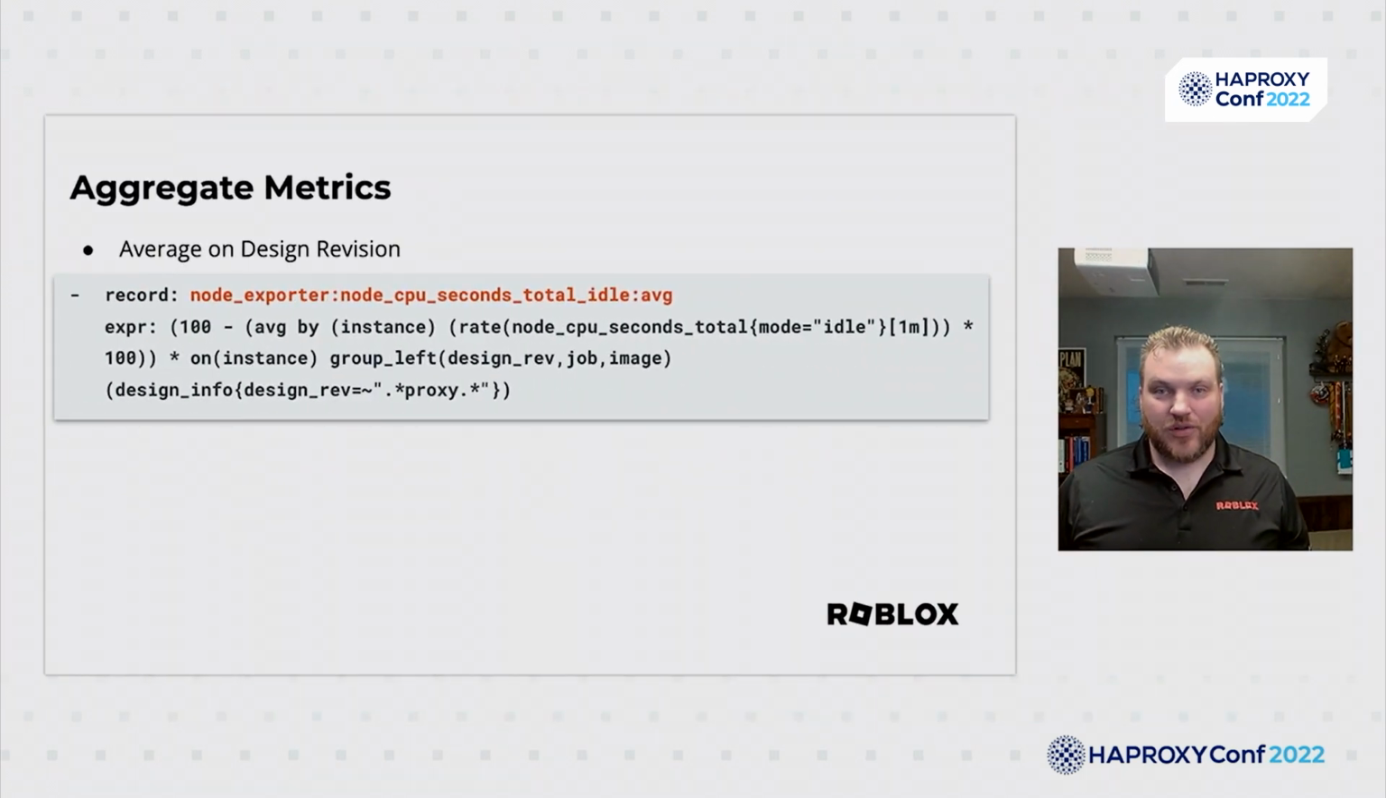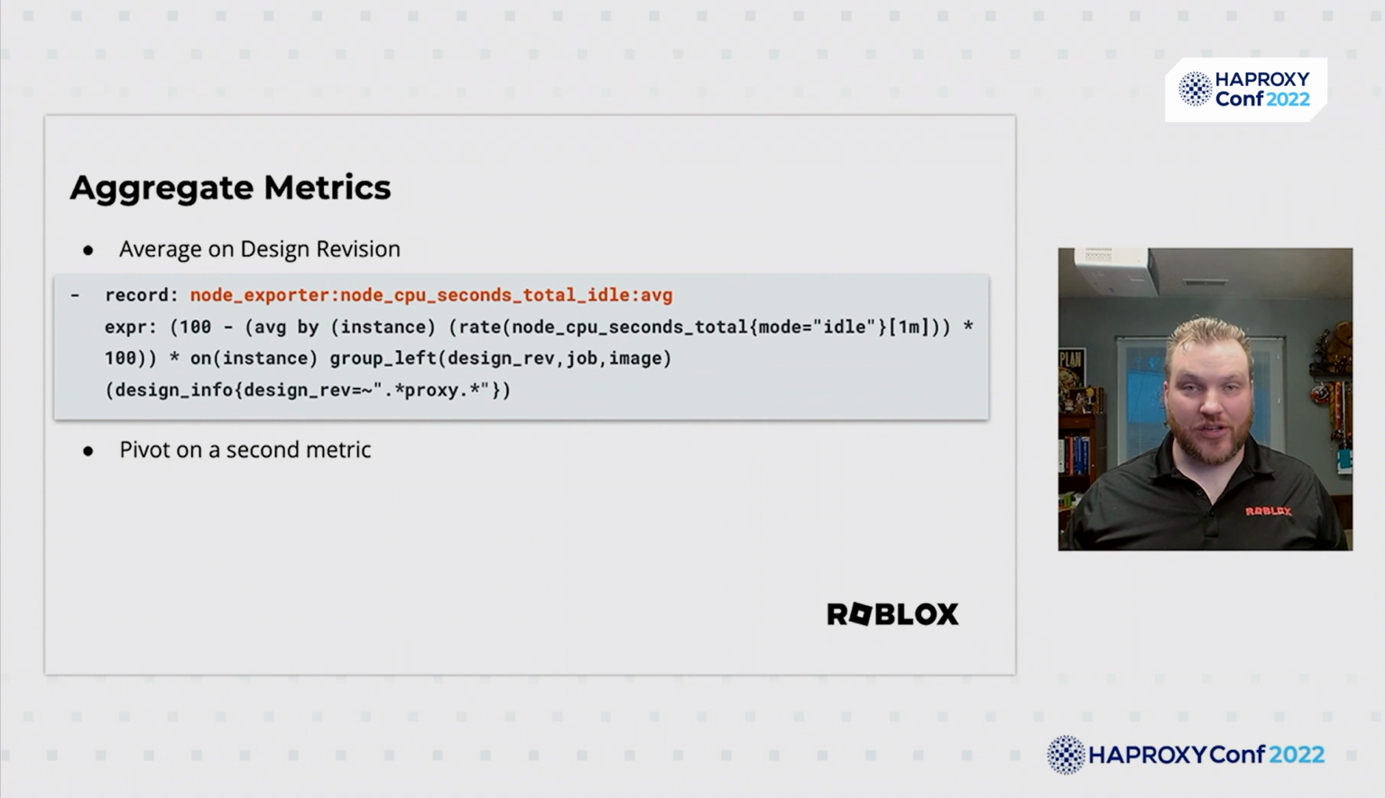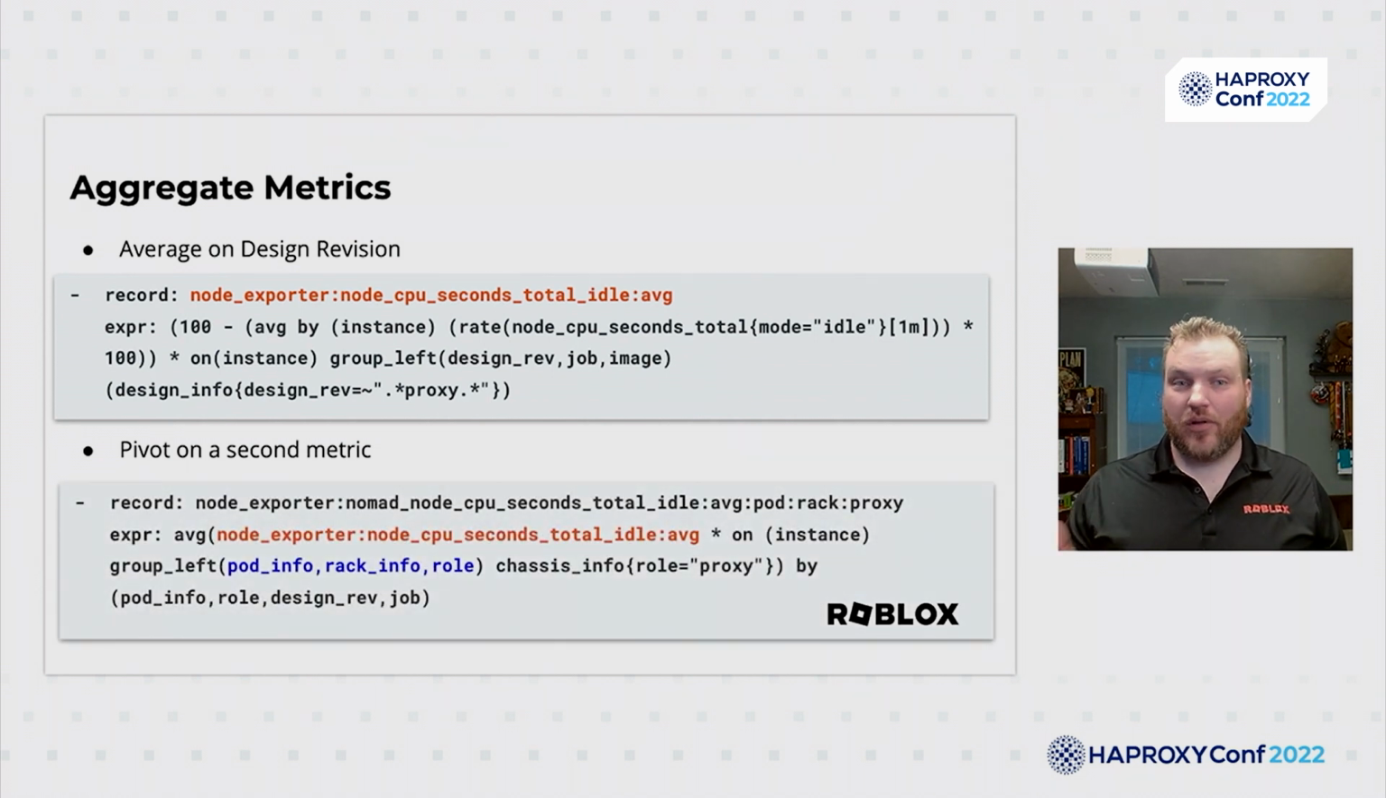But what we can do is aggregate them based on design revision, job, and, as I mentioned, the image of the instances of HAProxy. That way we can actually see, as we're doing updates and things, what the impact is on that group. Once we have that information of design revision, image, and job, we can then pivot and create other aggregations that will provide us more meaningful information. For example, the pod information, the rack information, and even the role of the devices themselves.